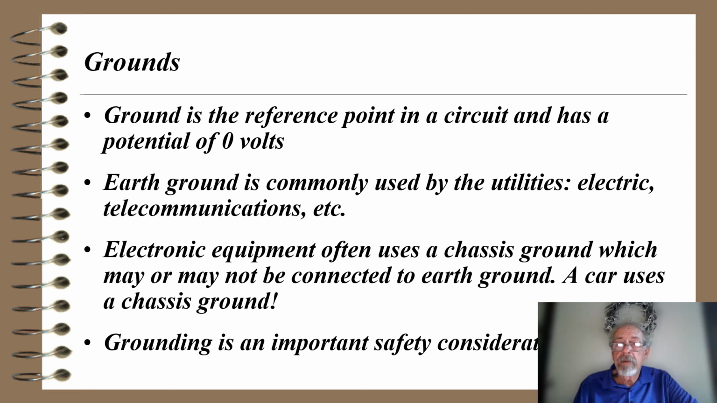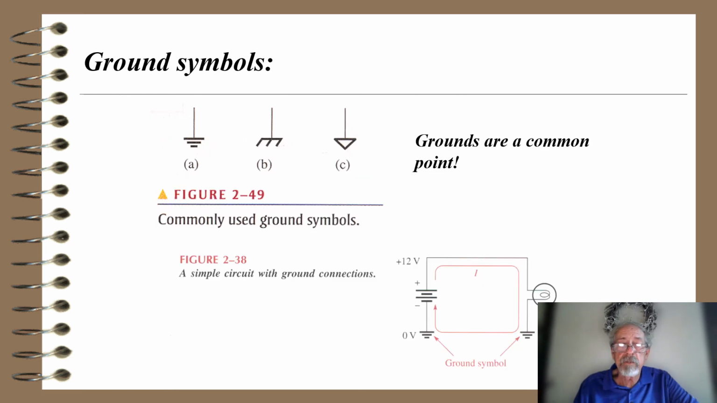In your wiring, the neutral wire is grounded. Electronic equipment often uses a chassis ground, which may or may not be connected to earth ground. A car uses a chassis ground. All the metal in the car is 0 potential. Grounding is an important safety consideration I mentioned before.